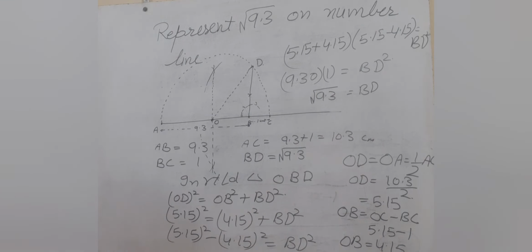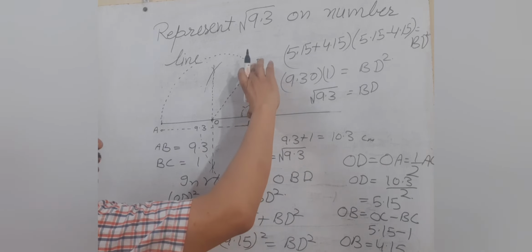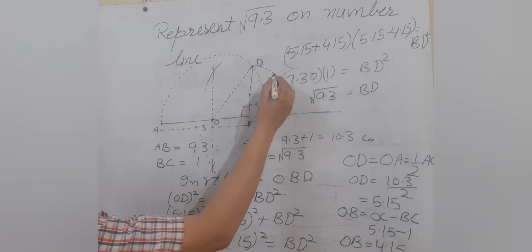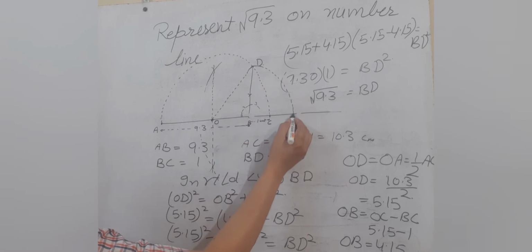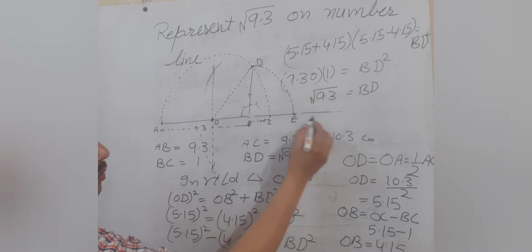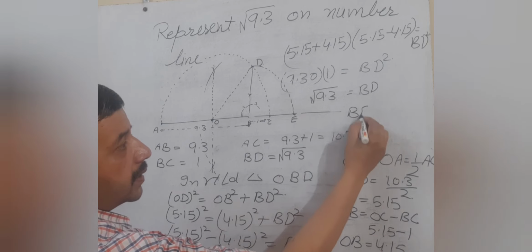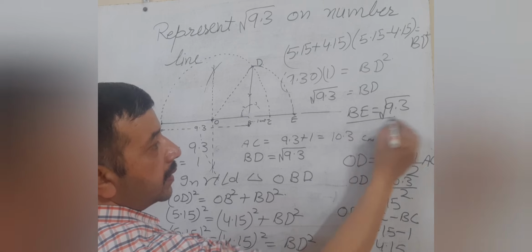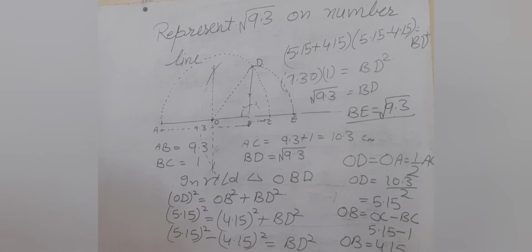Now it is not on the number line. Open the compass equal to BD and draw the arc like this. Mark this point as E. So BE is equal to square root of 9.3. That is the proof of this. Okay.